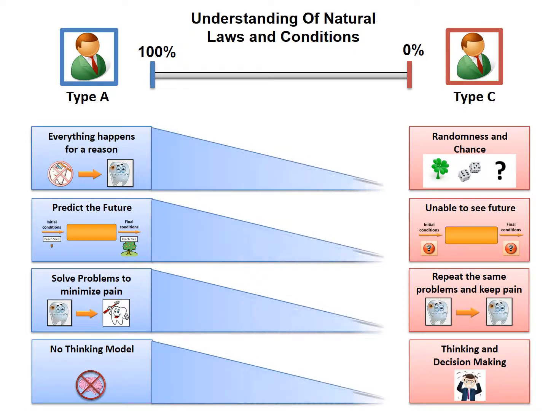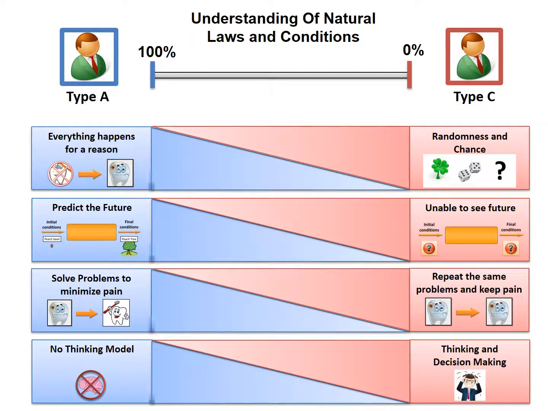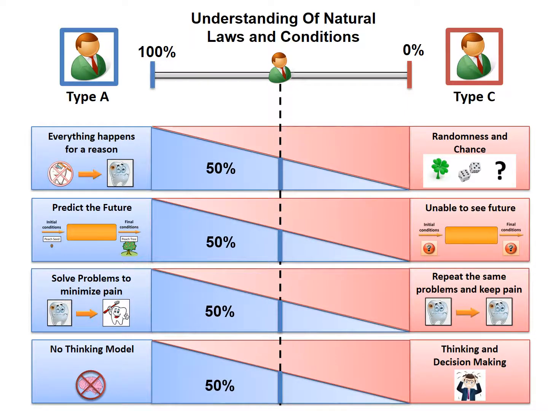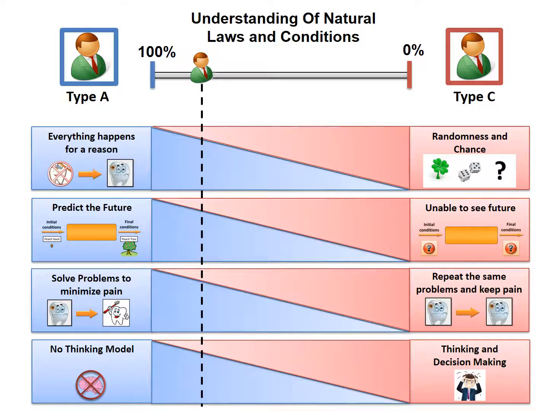Now there are Type A characteristics and Type C characteristics. No one is all Type A or all Type C, but somewhere in between. For instance, if someone was exactly in the middle, it would mean 50% of the time they would believe everything happens for a reason and have the other Type A characteristics. But on the other hand, 50% of the time they would believe in randomness and chance and all the other Type C characteristics. The more we understand, the more we will act and think like a Type A person and less like a Type C person. The less we understand, the less we will act and think like a Type A person and more like a Type C person. Now you can use this for any characteristic or action to see if it will lead to success like a Type A or results like a Type C.